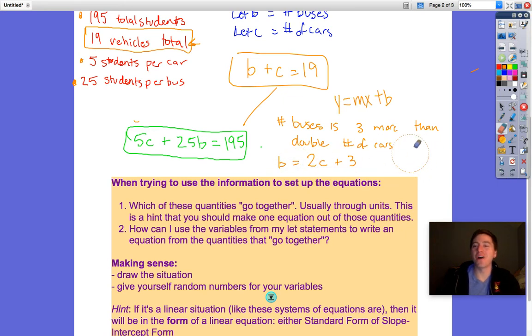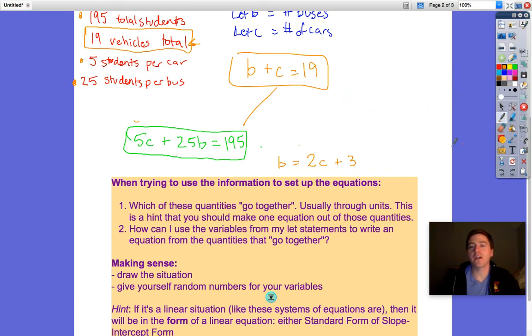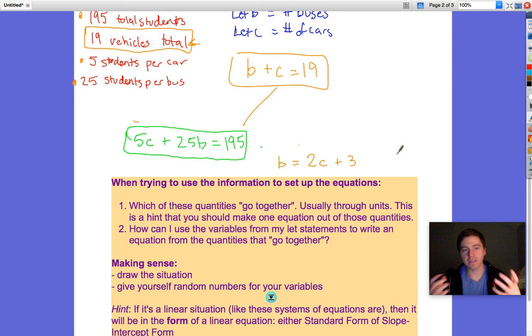So it's going to show up in standard form or slope-intercept form because these are linear situations that we're dealing with. When you get into different situations, where you're writing things for exponentials or whatever, you have to consider, okay, if this is an exponential situation, I know what form it is. But in this case, they're going to be lines. So it's either going to be standard or slope-intercept.